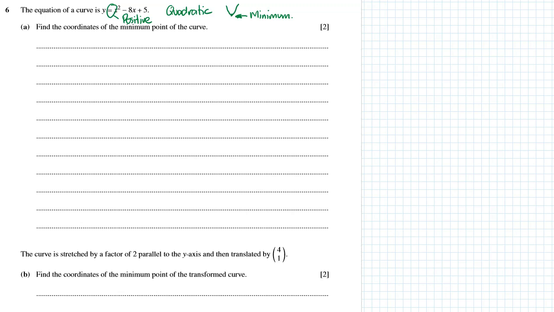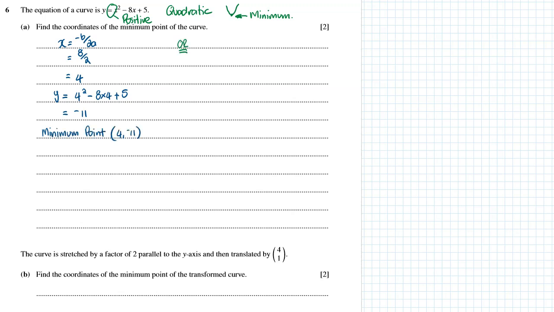And we can find that using x is negative b on 2a, which is 8 on 2, which of course is 4. And then to find the y value, we put the x value back into the equation. y is 4 squared minus 8 times 4 plus 5, negative 11, and we have our point, 4, negative 11.